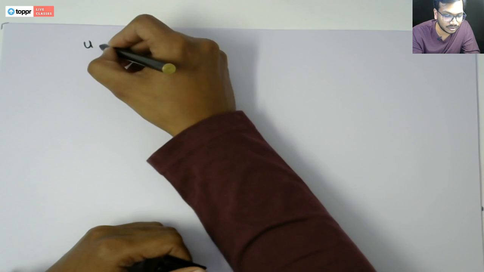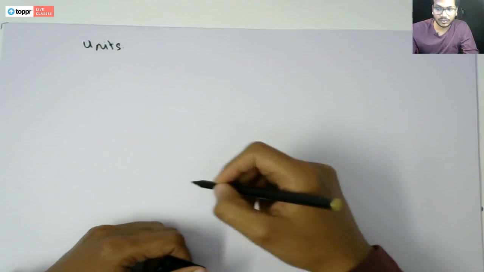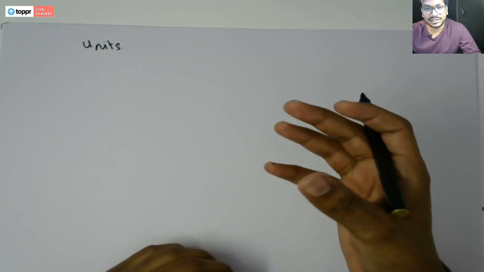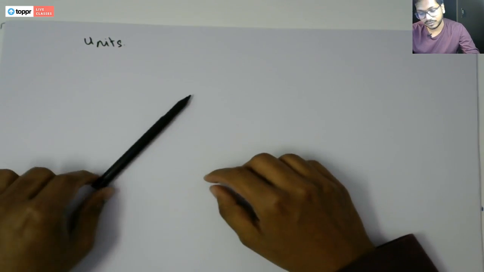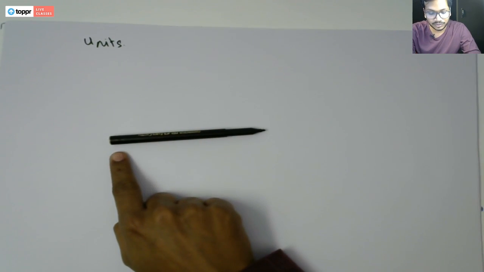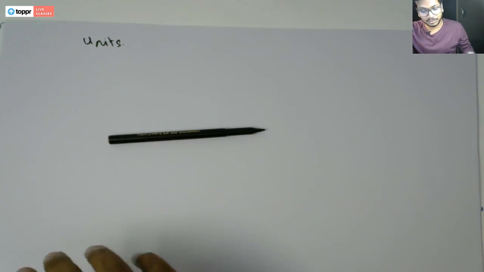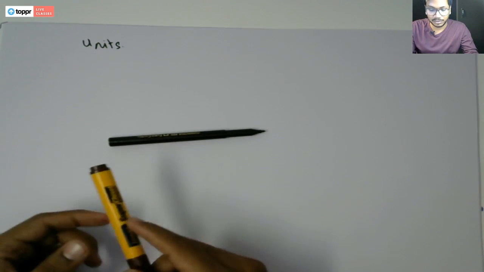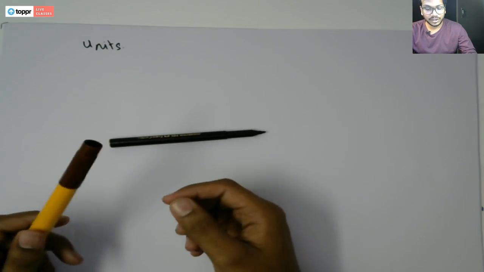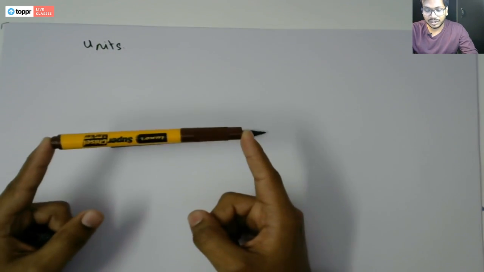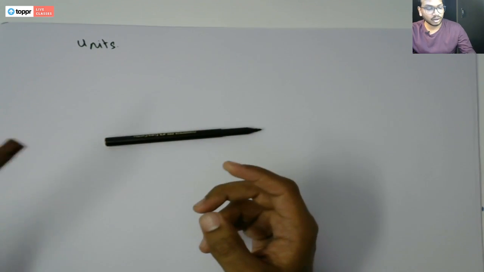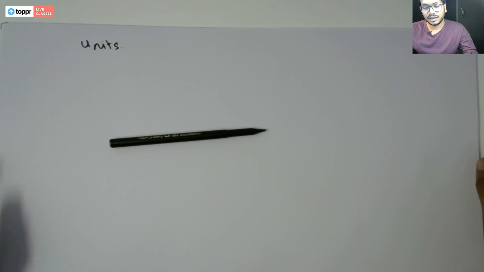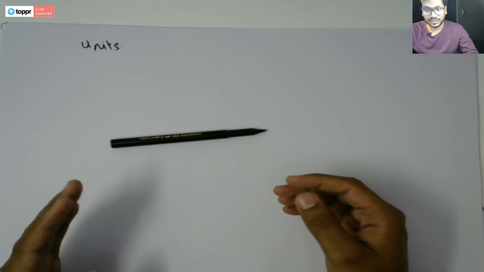Let's start with units. So what are units? Units are standards. Let's say you had to measure the length of this sketch pen. You could have measured it with one finger, or with another sketch pen. So it could have been, maybe, 10 sketch pens. But it is not necessary that everyone has this specific sketch pen, so it will not be a standard. Whoever is measuring it might come up with a different length. That is why it was necessary to fix standards.